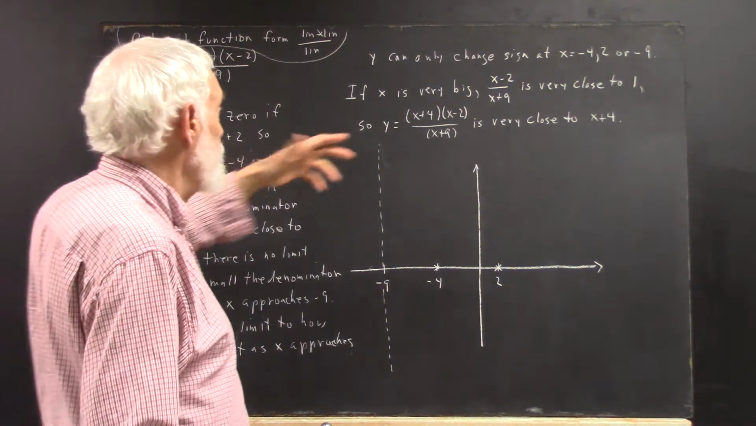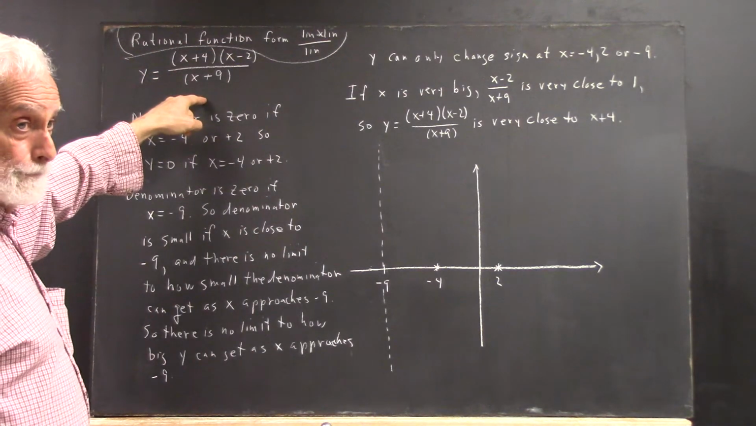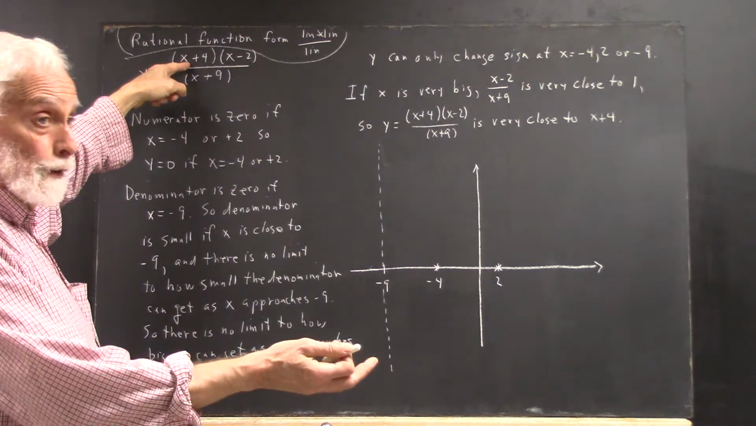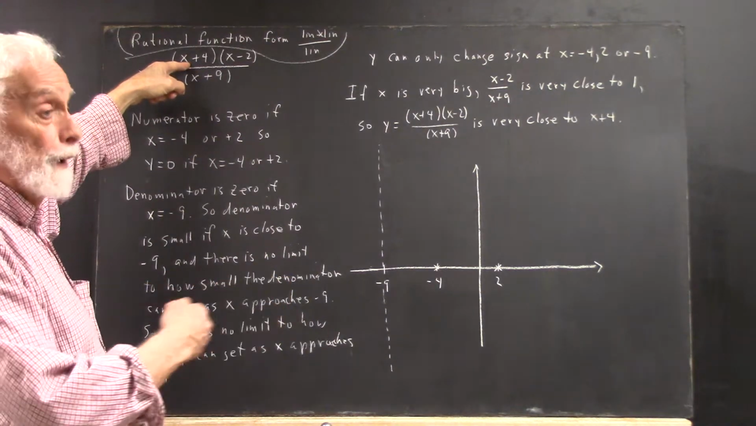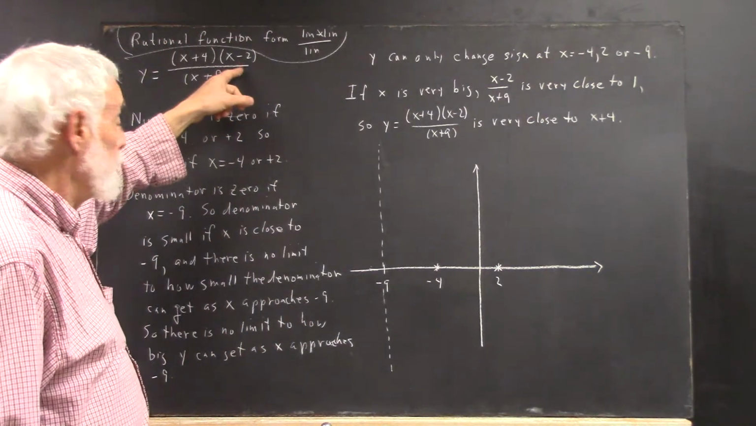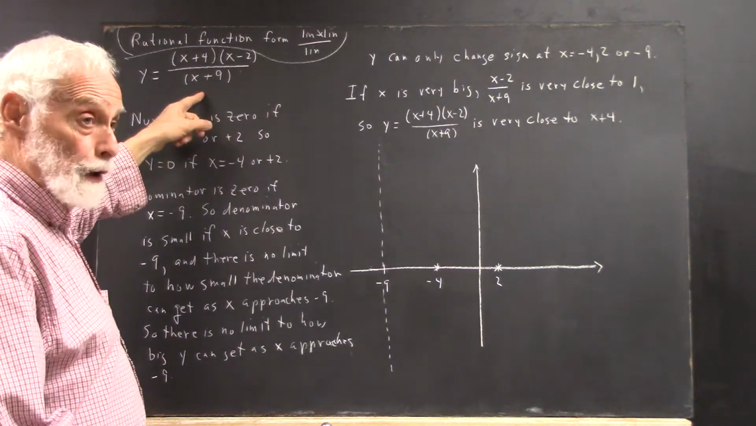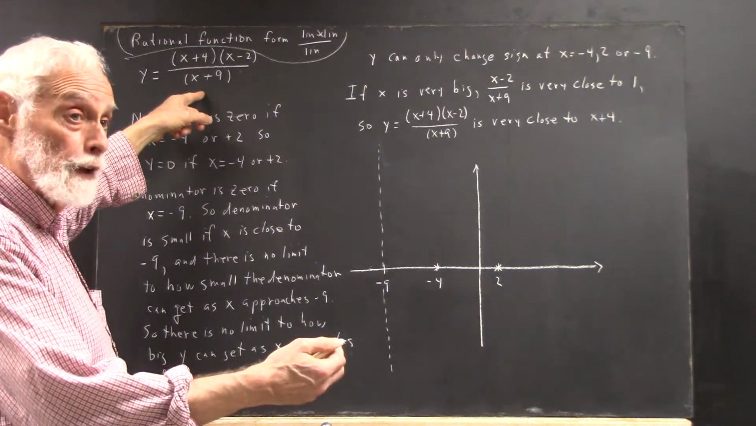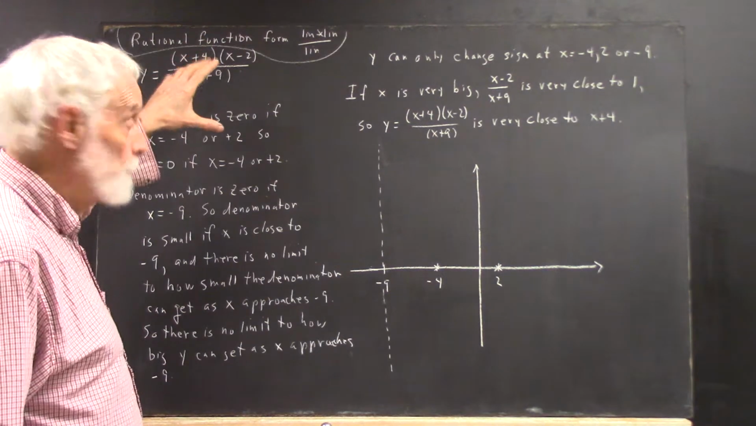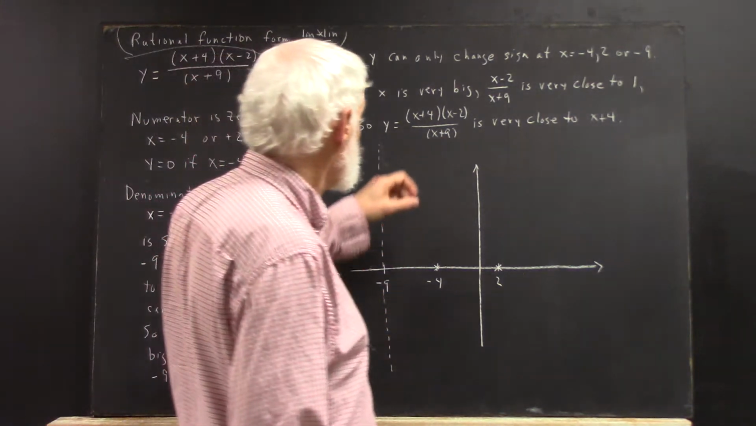So another thing is y can only change its sign if one of these terms changes its sign. And this term only changes its sign if x goes from less than negative 4 to greater than negative 4, which means it only changes sign when x is negative 4. And this only changes sign when x goes from one side of 2 to the other. This only changes sign when x goes from one side of negative 9 to the other. Doesn't mean it necessarily has to change sign, but that's the only place where it can. And in this case, it will change sign at each of those values.